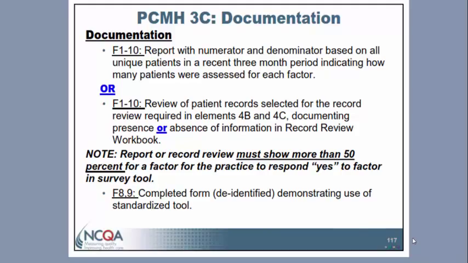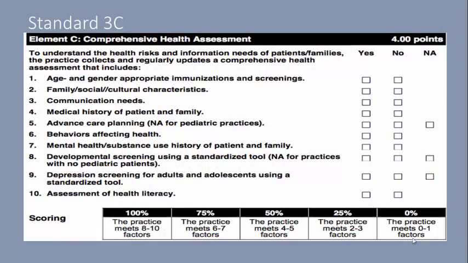But if you choose to do the record review workbook, what you do is you select 30 of those patients out of your high-risk population, and you do a chart review to see if you're providing certain types of care management for those patients. Well, when you're doing that chart review for those 30 patients, NCQA allows you for Standard 3C to use those same patients and check through their charts to see if you've done any of these 10 items for those patients. And as long as you've done any of these 10 items for more than 50% of those 30 patients, you would get credit for these factors.